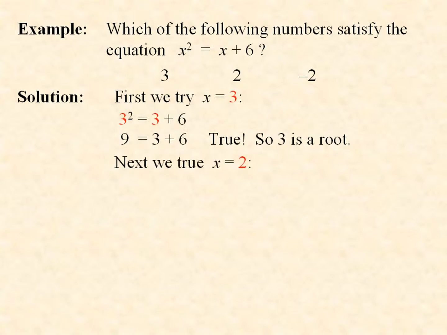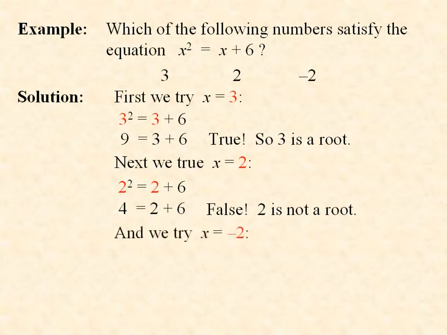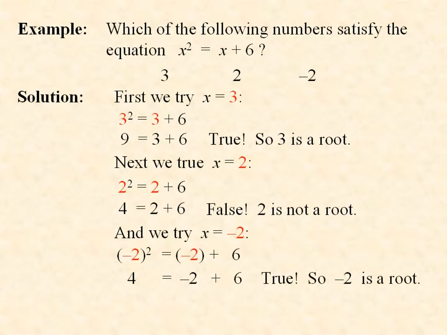We also try x equals 2. Then x squared equals x plus 6 becomes 2 squared equals 2 plus 6. Well, 2 squared is 4 and 2 plus 6 is 8, and so that one is not true. 2 is not a root. Now we try x equals negative 2. Then x squared equals x plus 6 becomes negative 2 squared equals negative 2 plus 6. Well, negative 2 squared is negative 2 times negative 2, that's positive 4, and negative 2 plus 6 is equal to 4. So this one's true, and negative 2 is also a root.